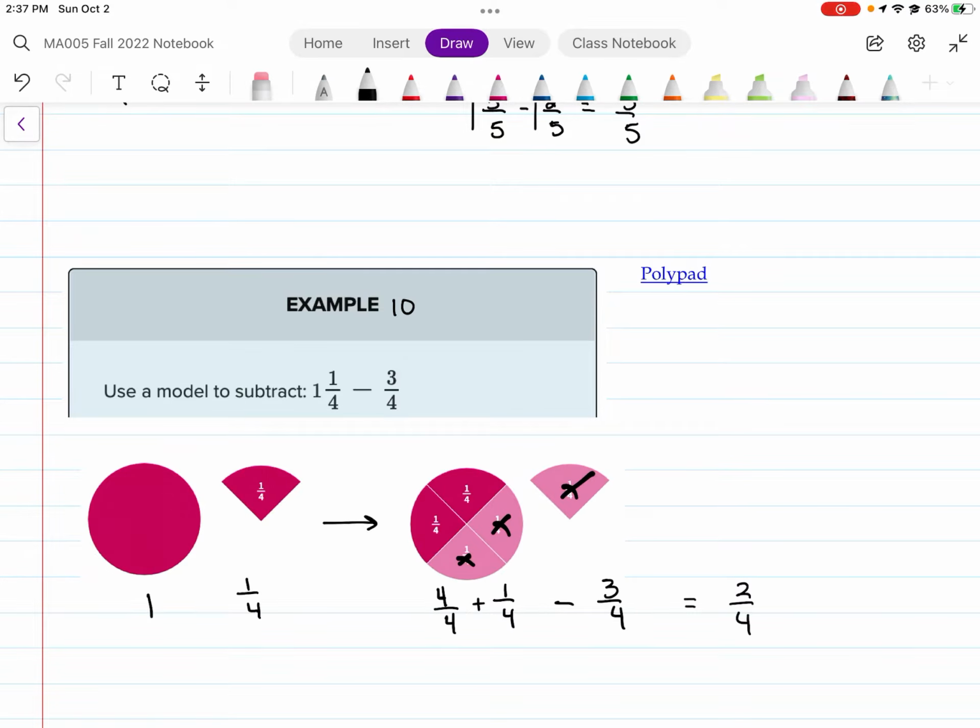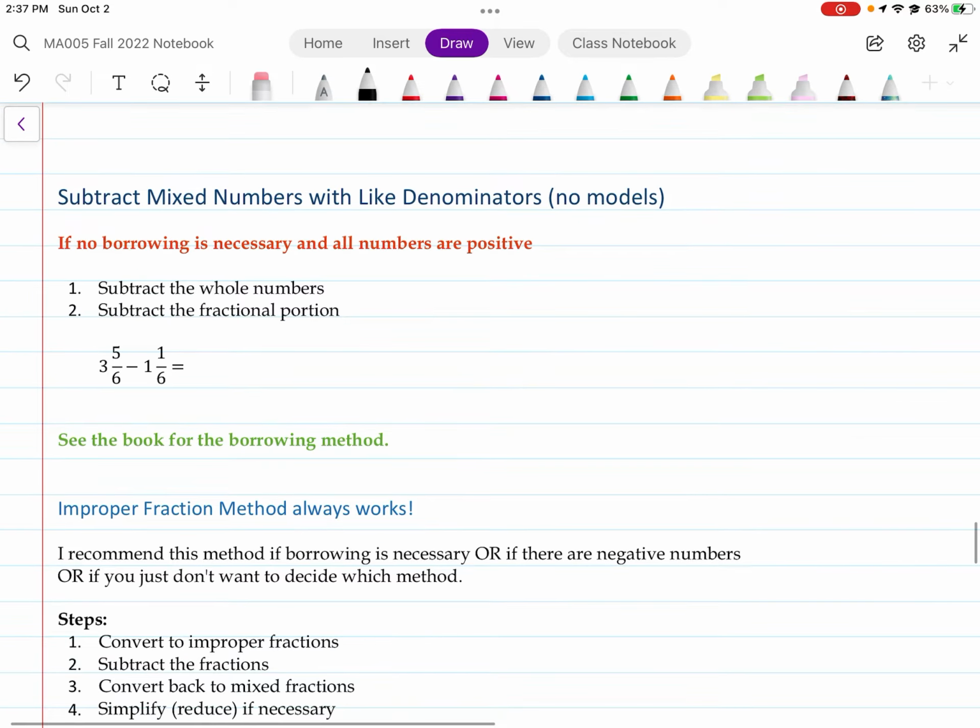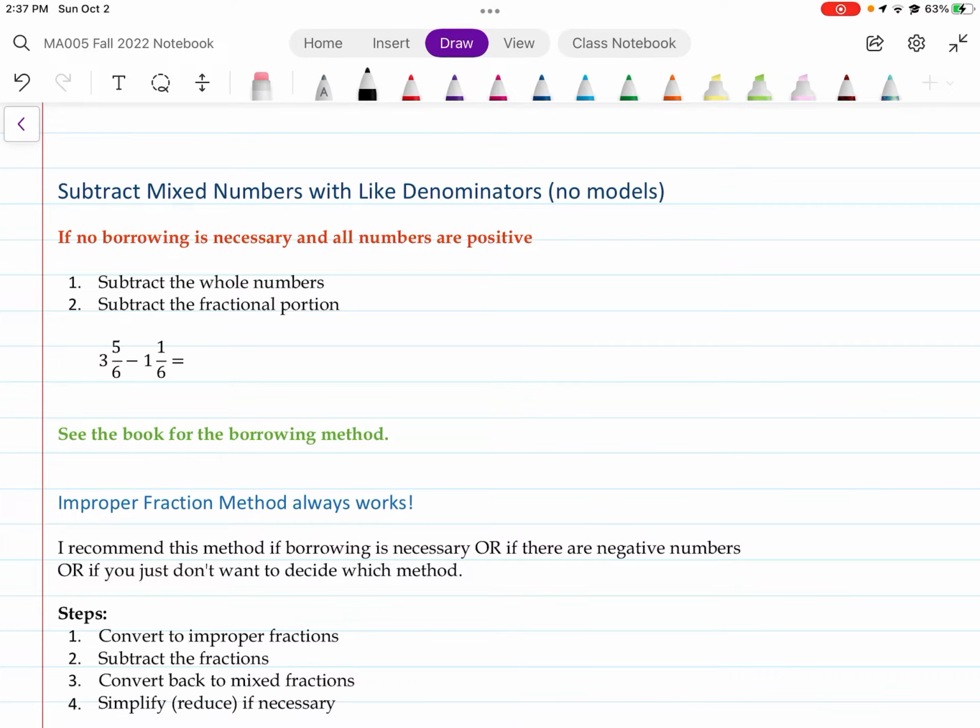Whew. Sometimes modeling with subtraction is kind of a mess. So let's just look at how to do it with numbers. If no borrowing is necessary and all the numbers are positive, subtract the whole numbers. So you would just say 3 minus 1 is 2, and then subtract the fractional portions. 5/6 minus 1/6 is 4/6. So we subtracted the 3 minus 1, and then we subtracted the 5/6 minus the 1/6 to get 4/6. We're not done yet because we have to reduce that now, so we get 2 2/3.